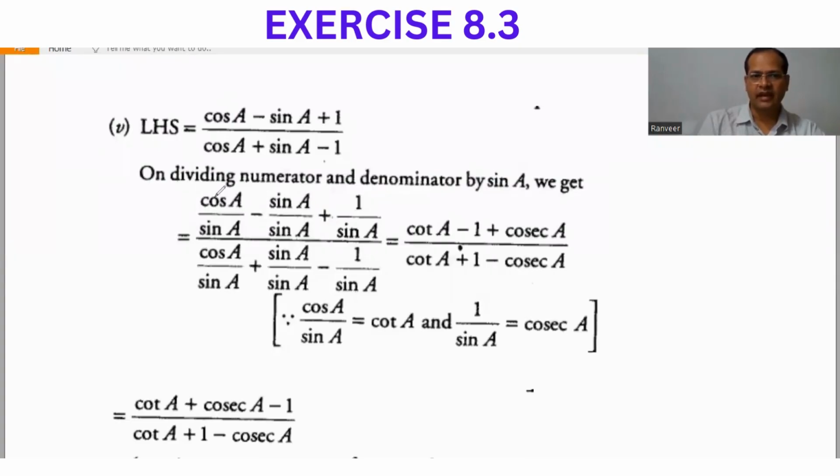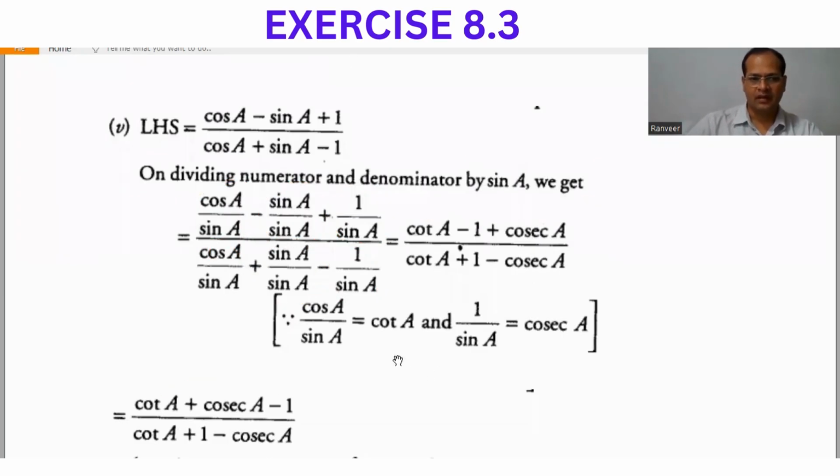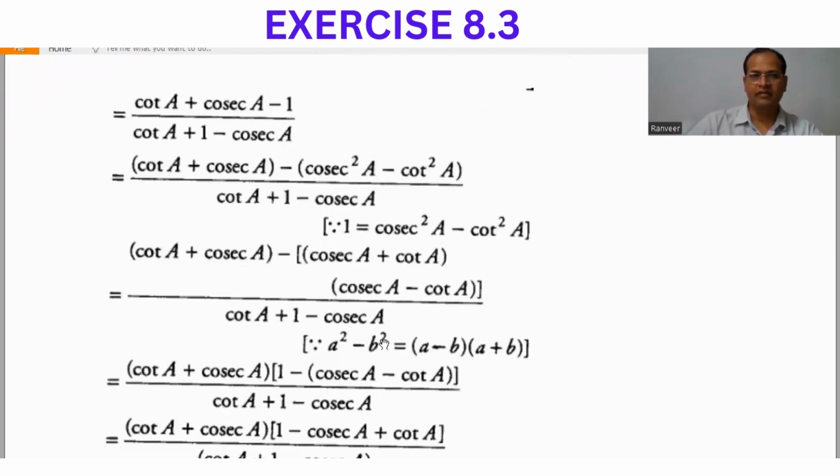तो sin a से डिवाइड करने के बाद हमें जो आ रहा है cos a by sin a, यहाँ पे sin a by sin a और यहाँ पे 1 by sin a. This is the value. Now this is cot a minus 1 plus cot a plus 1 minus cos a. तो यहाँ ट्रिग्नोमेट्रिक वैल्यू एक साथ रख लिए, cot a plus 1 minus cos a के. Now this is a very important question. Now after that what we have to do, this is cot a plus 1 minus cos a के.